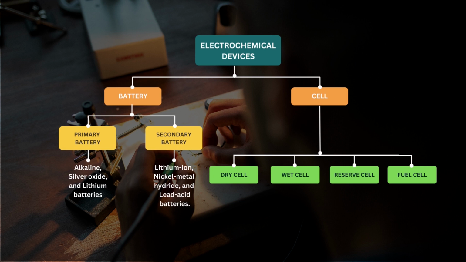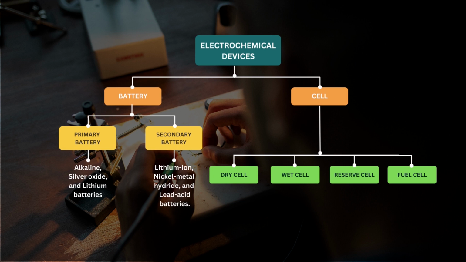Second, we have the wet cell. The wet cell characteristics are, as the name itself suggests, they use a liquid electrolyte. They are often larger and heavier than dry cells and are commonly found in applications like automotive batteries. For example, lead acid batteries used in automobiles are a classic example of wet cells. They have a liquid sulfuric acid electrolyte.